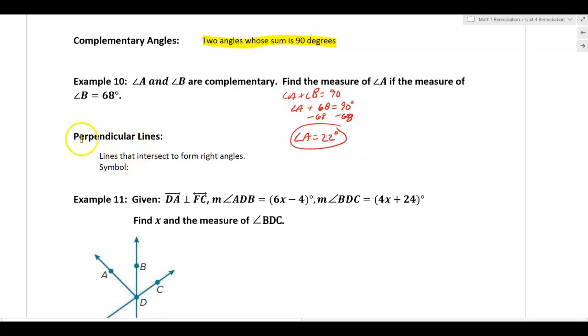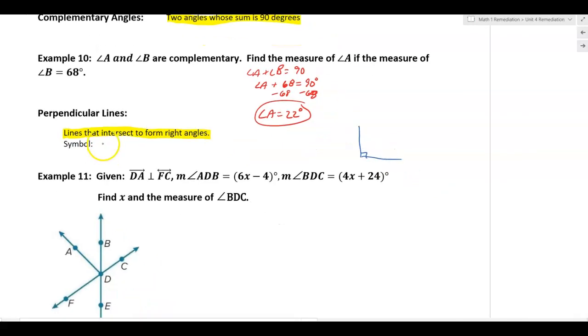Next, perpendicular lines, right? Perpendicular lines are lines that intersect to form right angles. So if I tell you two lines are perpendicular, right away you know they give you a right angle. Now the symbol for perpendicular is just an upside down T. So anytime you are given this, you know right away you have right angles. Boom, done. Okay, so remember, the symbol is an upside down T.